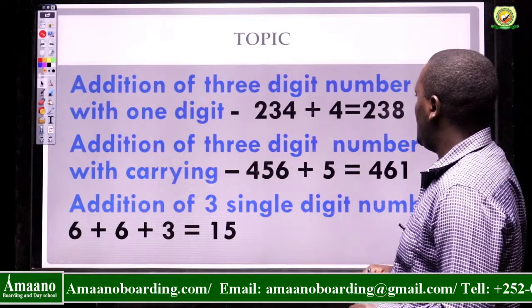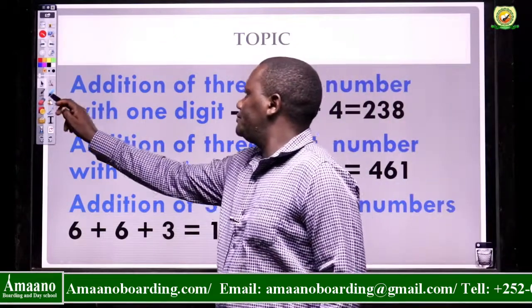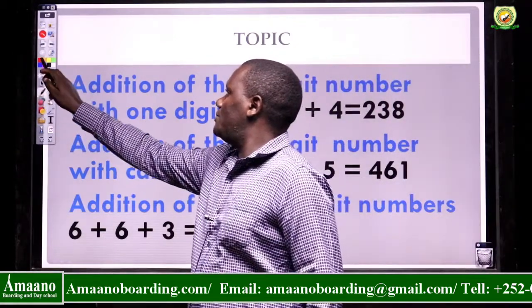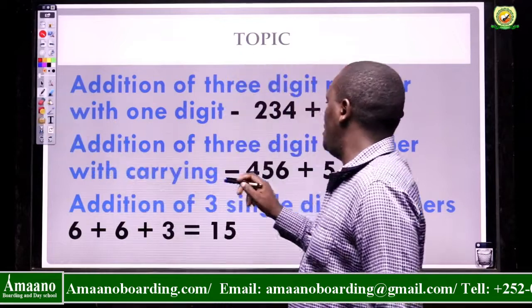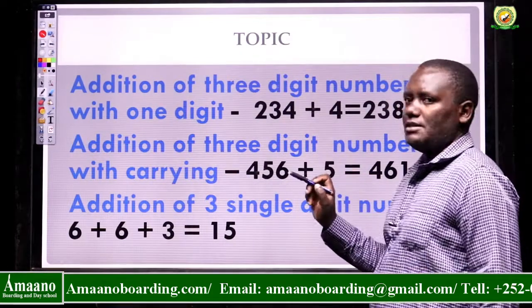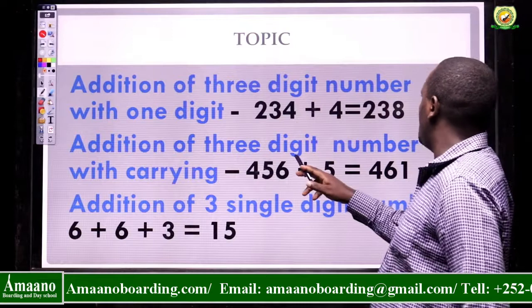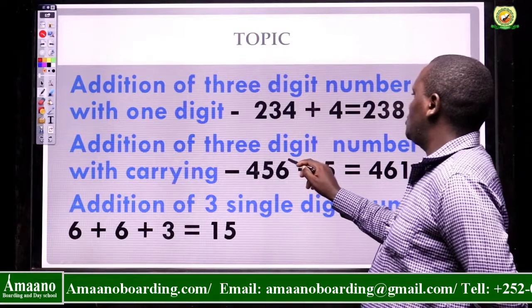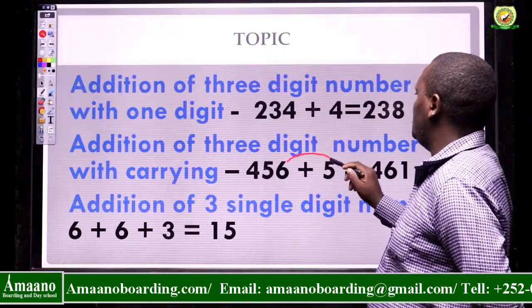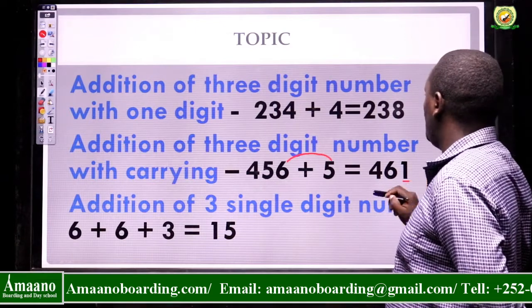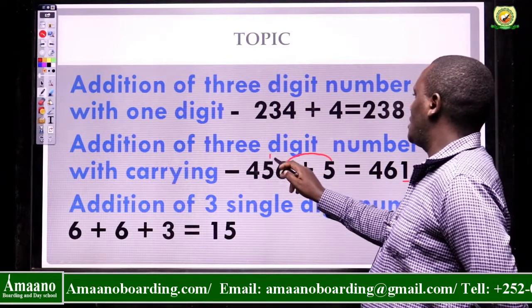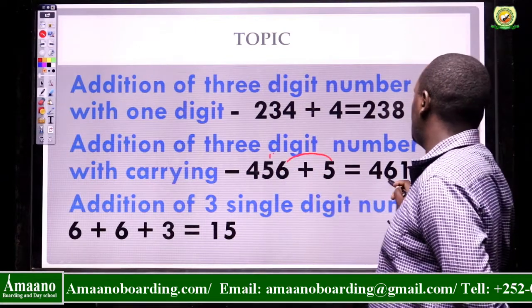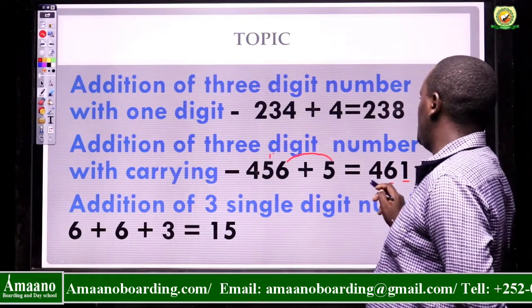The next is addition of 3-digit number by 1-digit number with carrying. First thing, arrange these numbers according to their place values. So we add 6 plus 5 is 11. I write 1, I carry 1. 1 plus 5 is 6. I write 6 here. This 4, I bring it here.